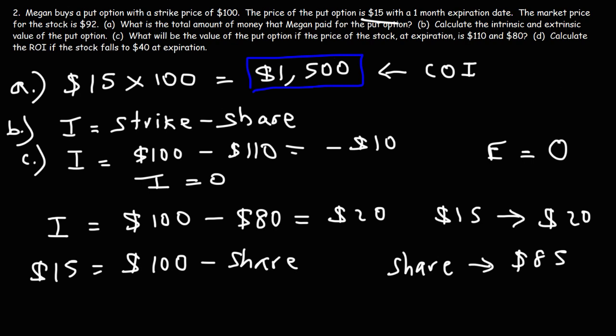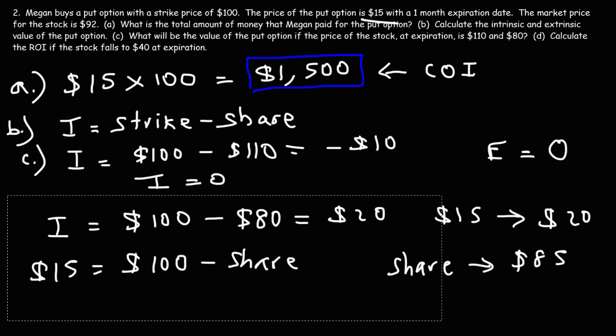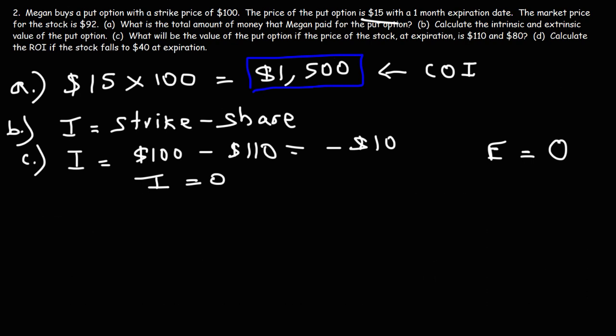So in order for Megan to profit, the stock has to fall below $85. That's her break-even point. If it closes anywhere above 85, she lost money on the trade. But the more the stock falls, the more profitable it's going to be for Megan. Now let's move on to part D. Calculate the ROI if the stock falls to $40 at expiration.